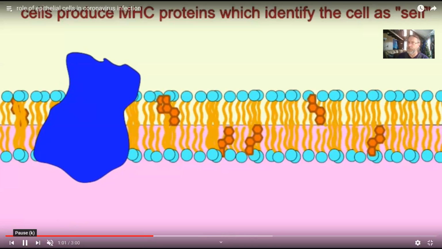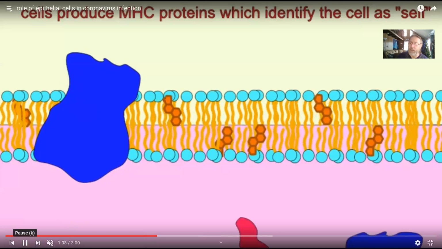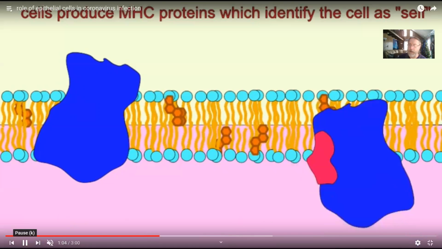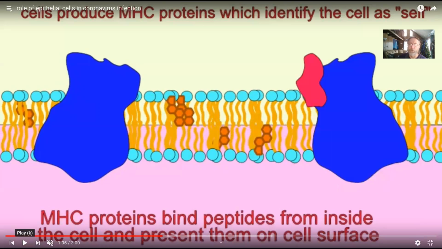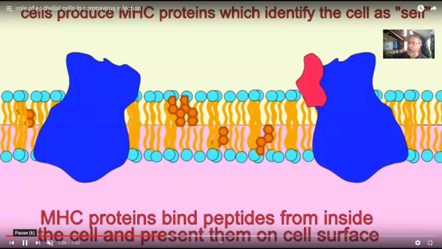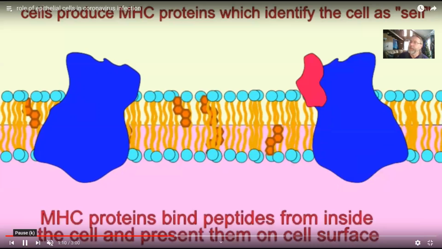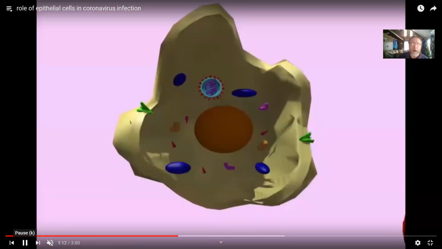So these epithelial cells, they have ID badges. But an interesting thing that these ID badges do is they grab a little something from inside the cell and then carry it to the outside of the cell. The little something in red is what's called a peptide. That is a fragment of a protein. So these ID badges have little fragments of proteins which were inside the cell.